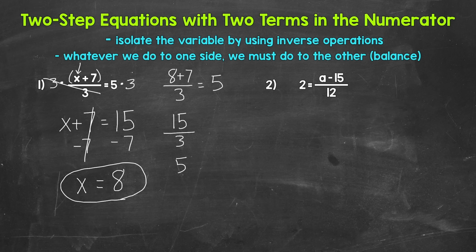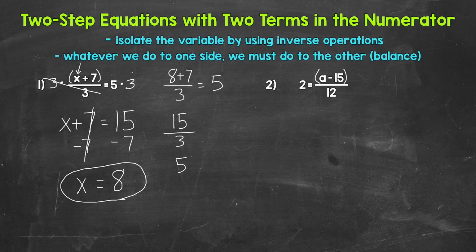x equals 8. Let's move on to number 2, where we have 2 on the left side of the equation equals, and then on the right side of the equation, a minus 15 divided by 12. We have subtraction and division, but the subtraction is grouped in the numerator, and we can even use parentheses to help us picture that. We don't have to write those parentheses, but it is an option. So we need to undo the division first. We need to get rid of the fraction.